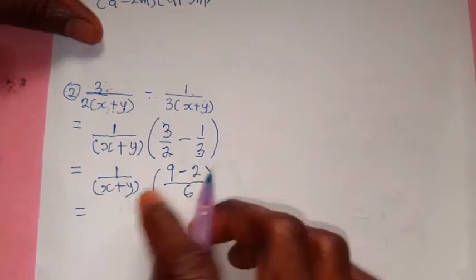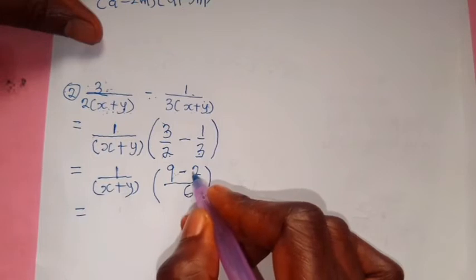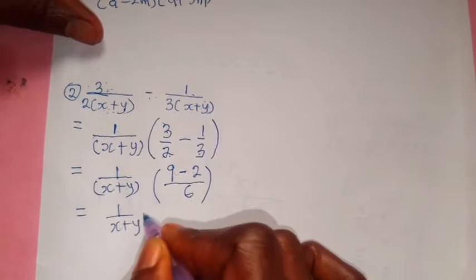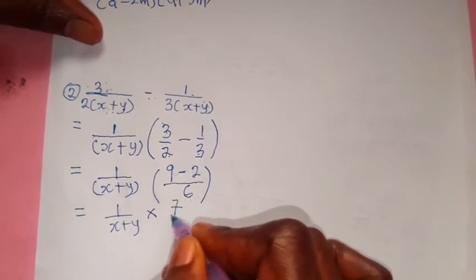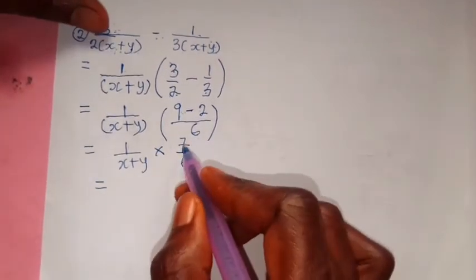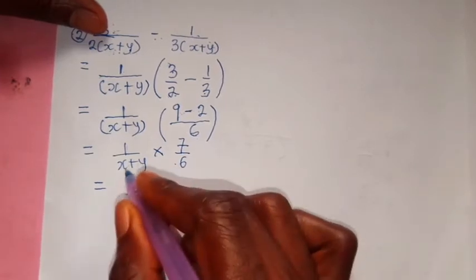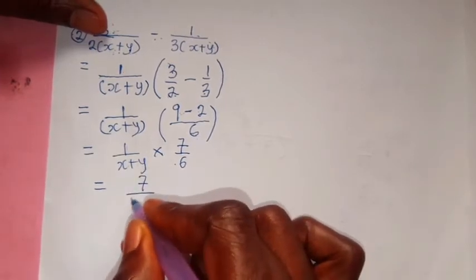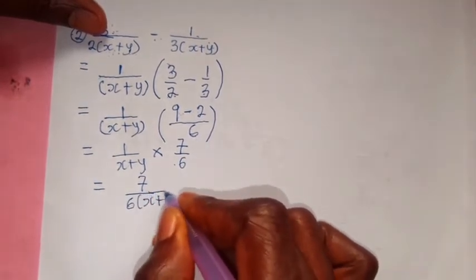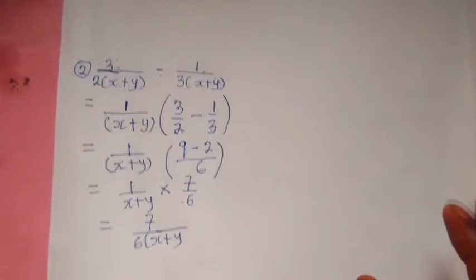So we have 7 upon 6 multiplied by this. 9 minus 2 will give us 7. Now let's write it out: 1 upon x plus y multiplied by 7 upon 6. This means that the 7 will multiply the 1 to give us 7, then 6 will multiply x plus y to give us 6 into bracket x plus y. And this is going to be the solution to this second question.